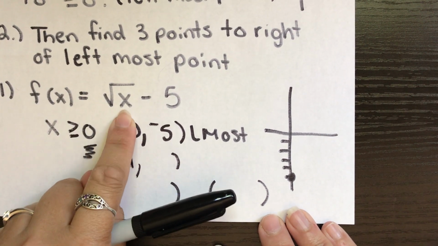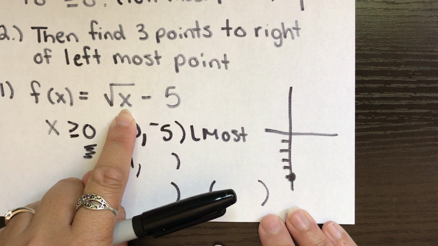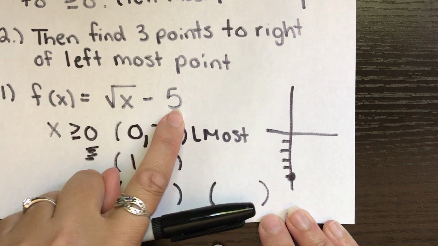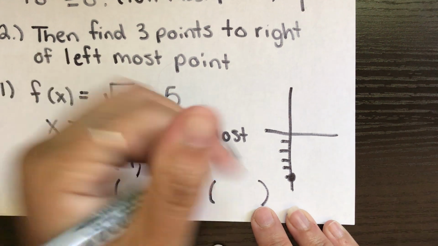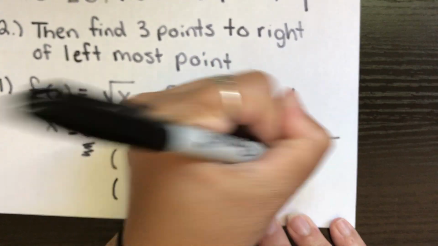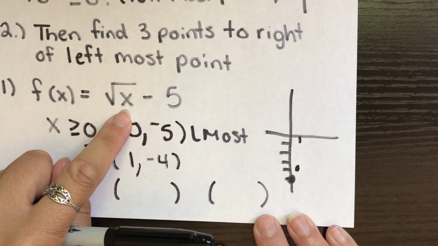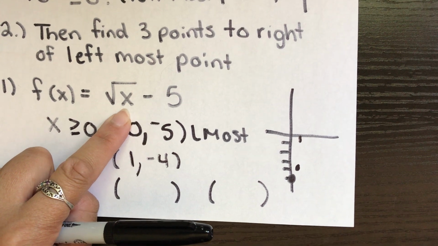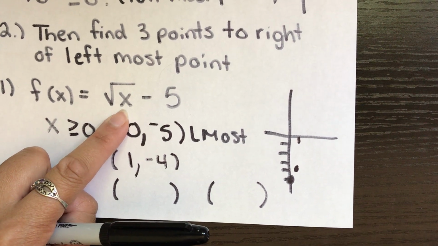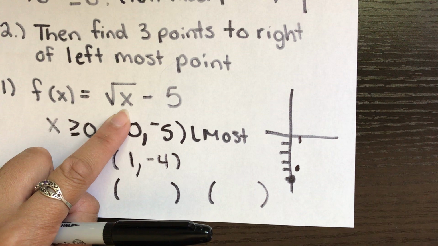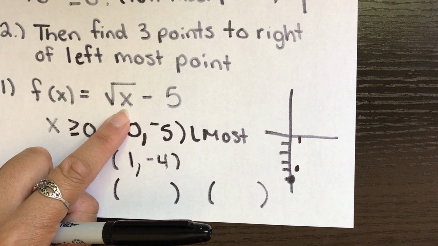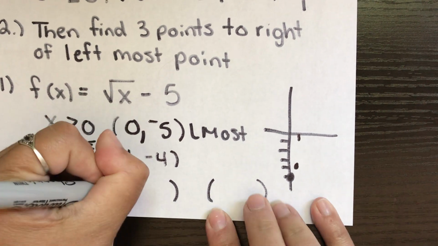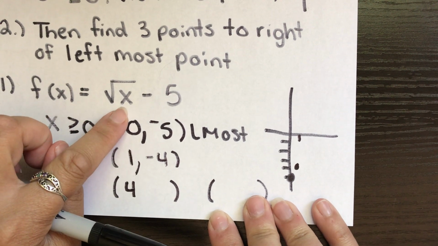So let's talk about it. The square root of 1 is 1, and 1 take away 5 is negative 4. So I could plot the point (1, negative 4). Now 2 I would not use because I can't take the square root of 2. Then the next number I could choose is 3, but I wouldn't use that either because 3 is not a perfect square. Then 4. I am going to use 4 because 4 is a perfect square.